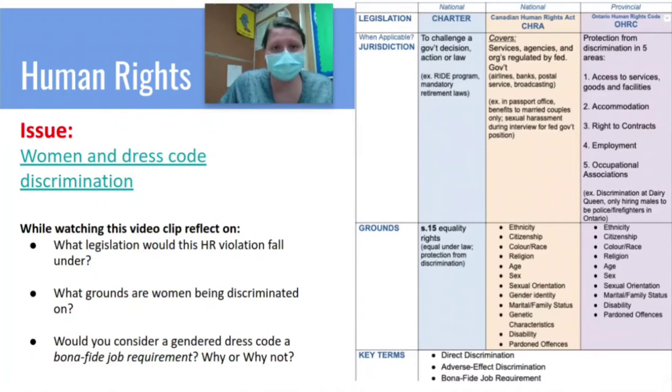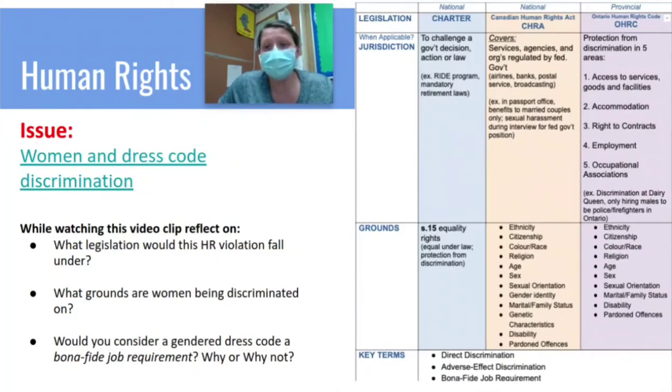All right, so after taking a watch of that video, we are going to start by looking at our jurisdiction. So which of the three do we fall under? Are we looking at discrimination that's happening because of laws that exist? Nope. These are just policies at an establishment. Are we looking at the Canadian Human Rights Act because this establishment where this is happening is something that is regulated by the federal government? No, we're not. So that means that we are looking at the Ontario Human Rights Code.